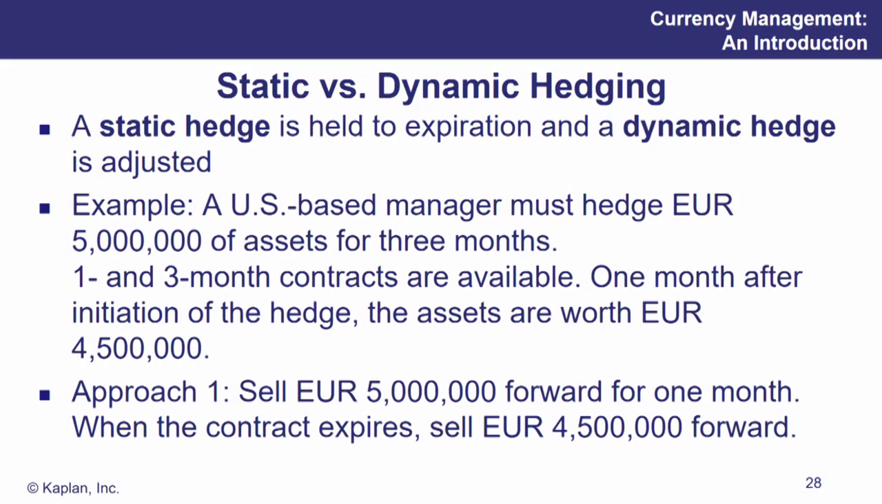All right, so here's an example. A US-based manager must hedge 5 million euros of assets for 3 months. 1-month contracts and 3-month contracts are available. 1 month after the initiation of the hedge, the assets are worth 4.5 million euros. Okay, approach 1. Sell 5 million euros forward for 1 month. When the contract expires, sell 4.5 million euros forward.